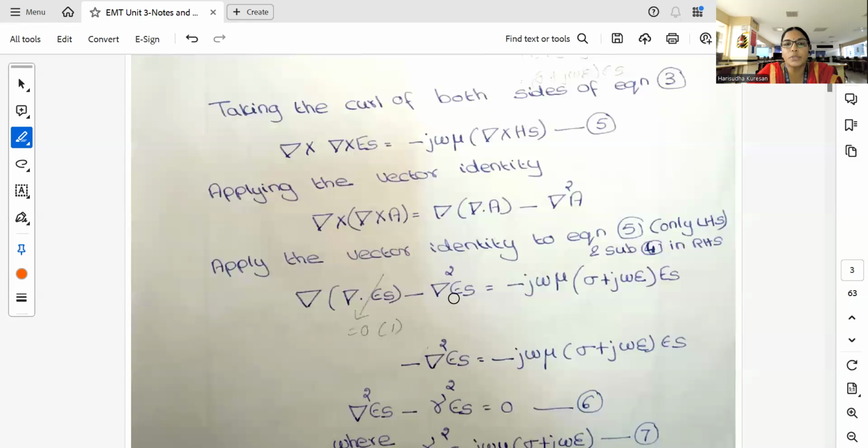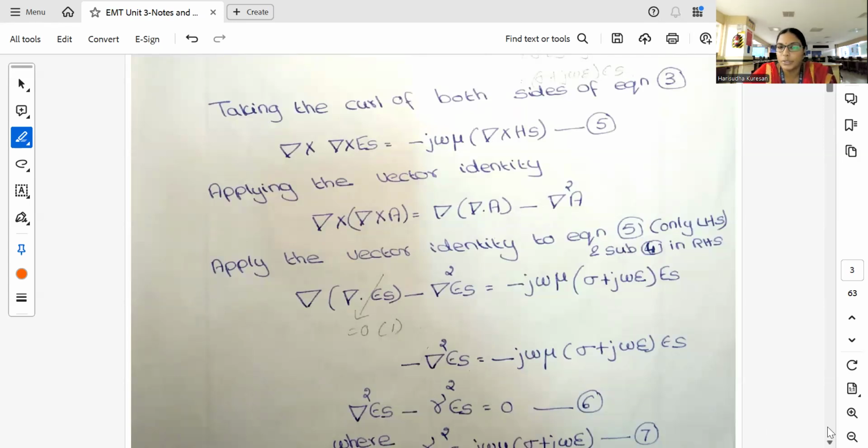So when you substitute it to the left hand side, you will get already one for this side, you have substituted del of del dot Es minus del square of Es. So del dot Es is nothing but your Maxwell's first equation, which is equal to 0. So this term will vanish, only the second term will be there. And the right hand side will be retained as such in the fifth equation. So that is minus j omega mu sigma plus j omega epsilon into Es.